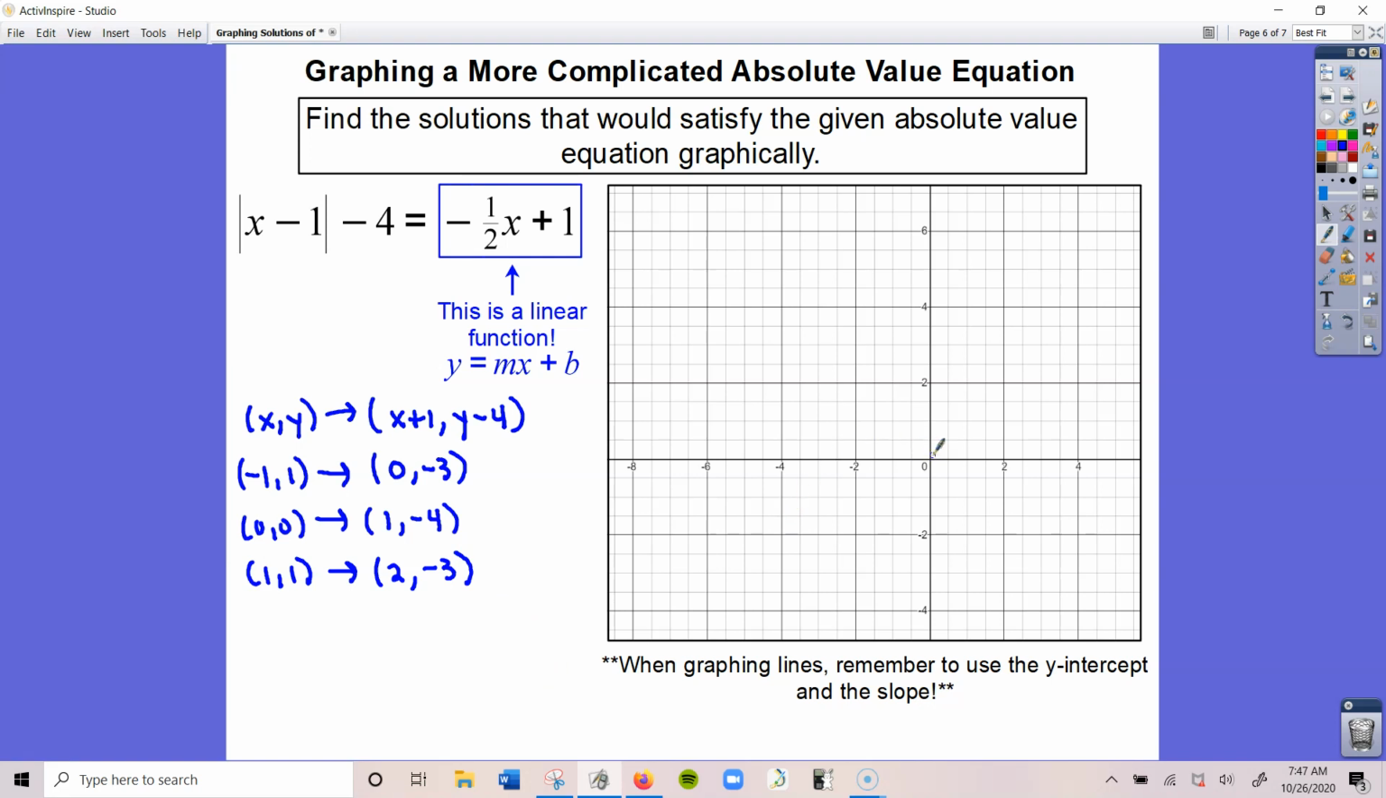I have the points 0, negative 3, 1, negative 4, and 2, negative 3. Now remember to follow this pattern, right? So I went 2 up and 2 right. So I'm going to keep doing that to make sure that I have a good graph. Otherwise, the solution could be difficult to see if your absolute value equation is kind of wonky. And that's good.